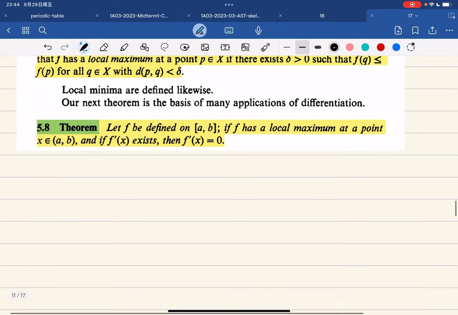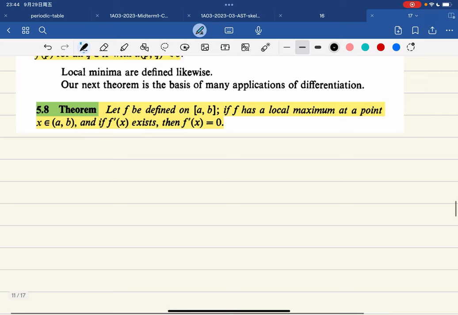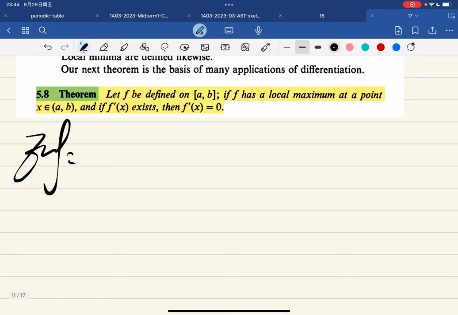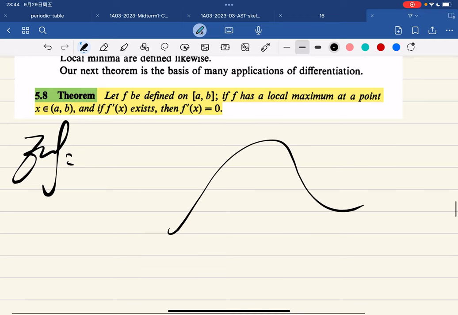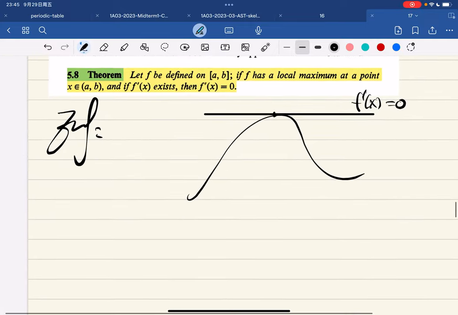Well, minimum is defined likewise, and this theorem is going to be useful. Alright. What's the name? Is it like Rolle's theorem or extreme value theorem or whatever? But anyways, to prove it, if f has a local maximum, and, well, this is intuitive, right? Because if you have a curve, at its maximum point, its derivative must be zero. Intuitively, it is true, right? It is zero, but how should we prove it?